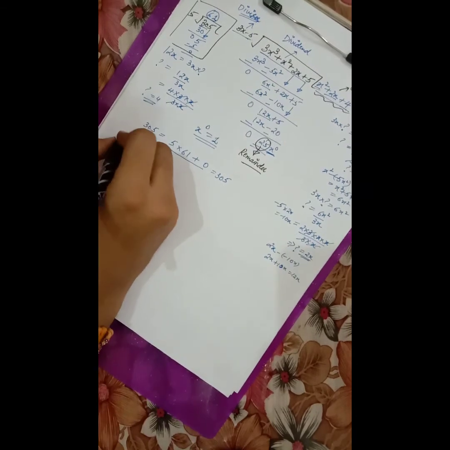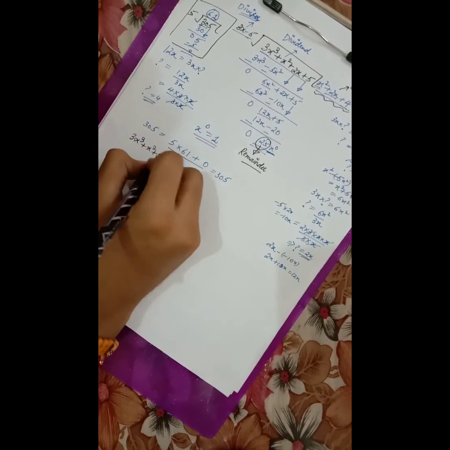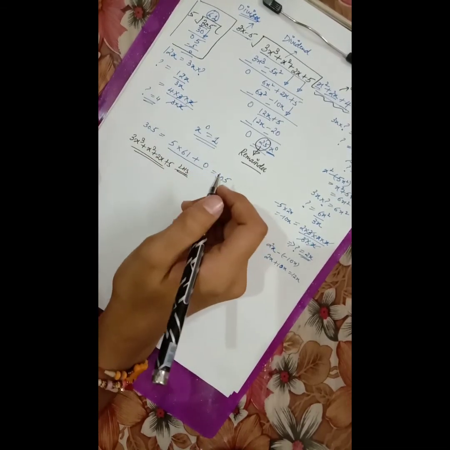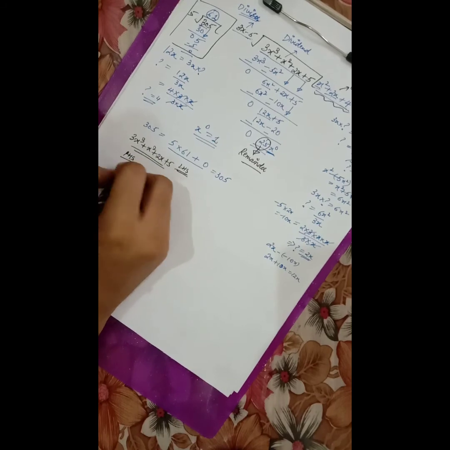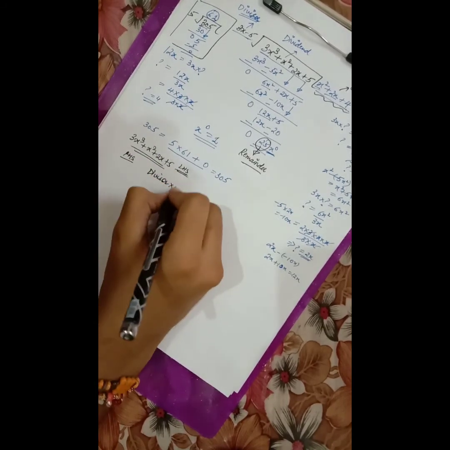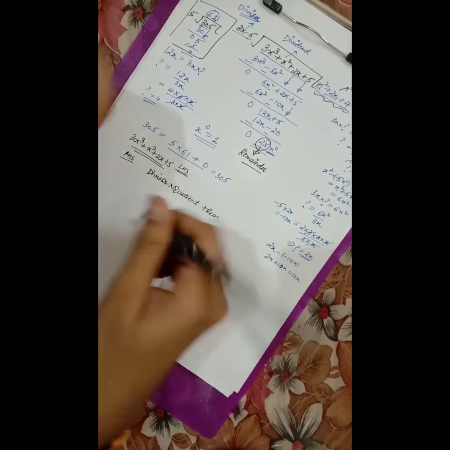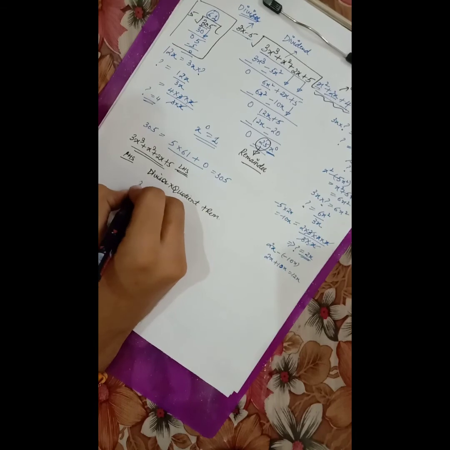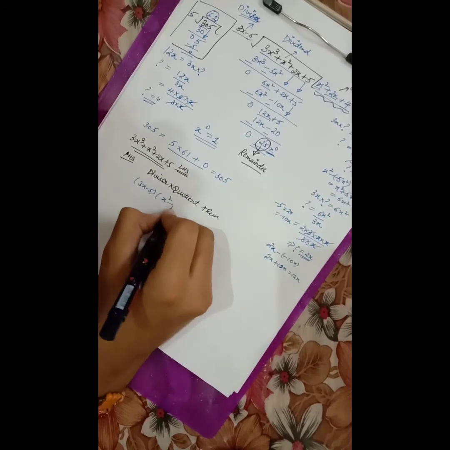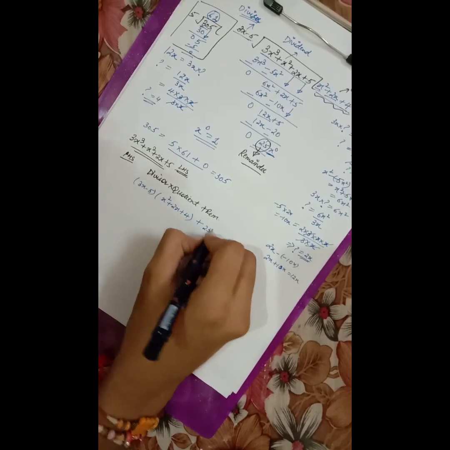So the dividend of our equation is 3x cube plus x square plus 2x plus 5, which is our left hand side. Let us consider it as our left hand side. Now the right hand side will be the divisor into quotient plus remainder. So the divisor is 3x minus 5. The quotient is x square plus 2x plus 4, and the remainder is 25.